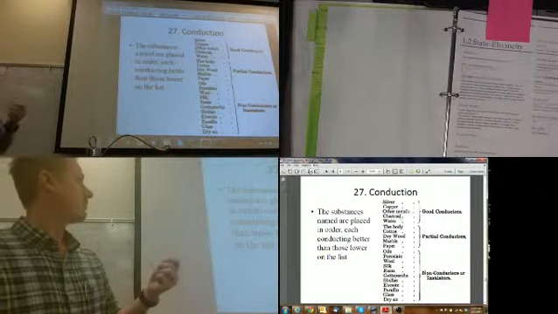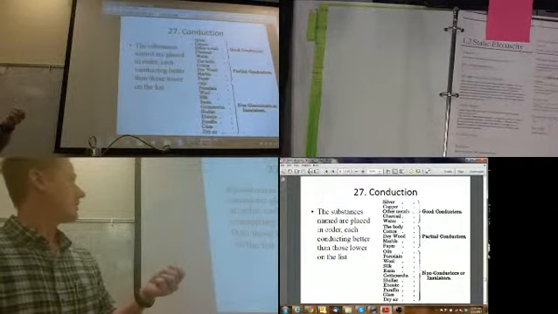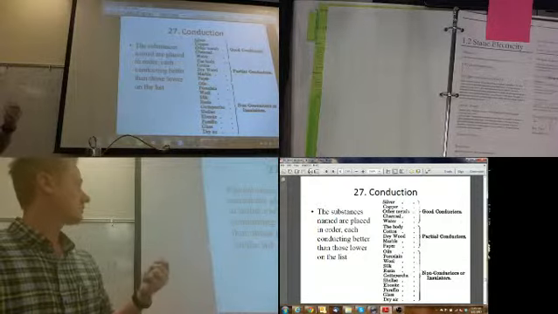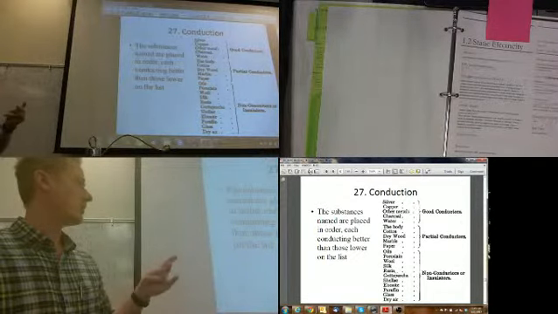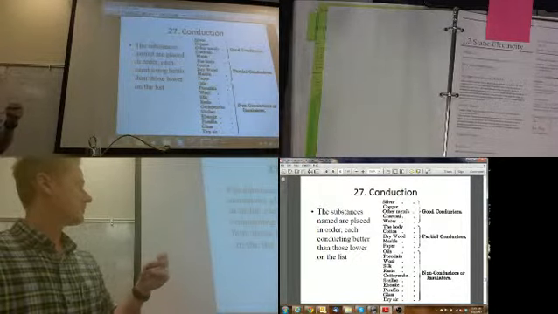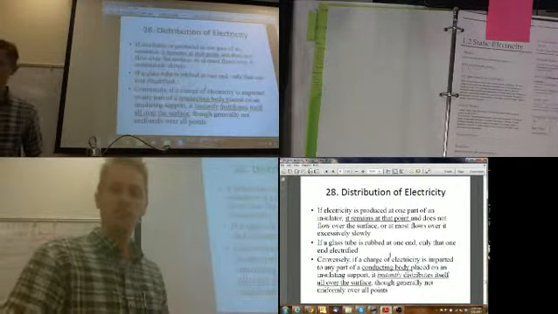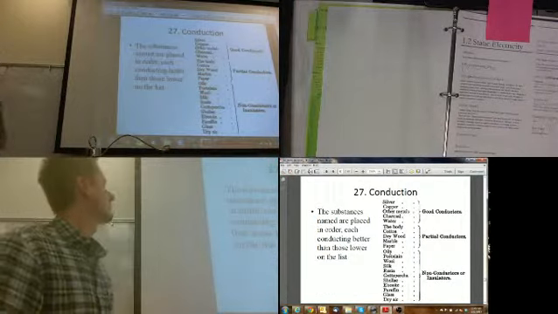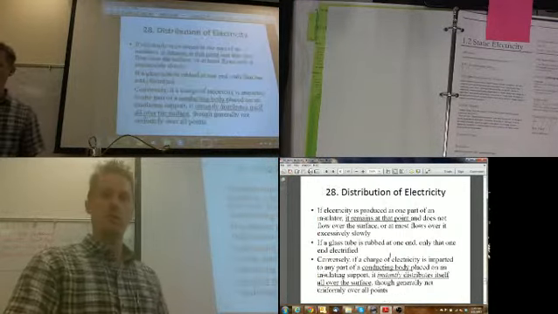And bamboo. Water, the body, cotton, and then you got oils. Actually, oil is not a very good conductor. I'm surprised that it's right there. Well, it says it's at the top of the non-conductors. Oh, okay, that's true. It's a non-conductor.